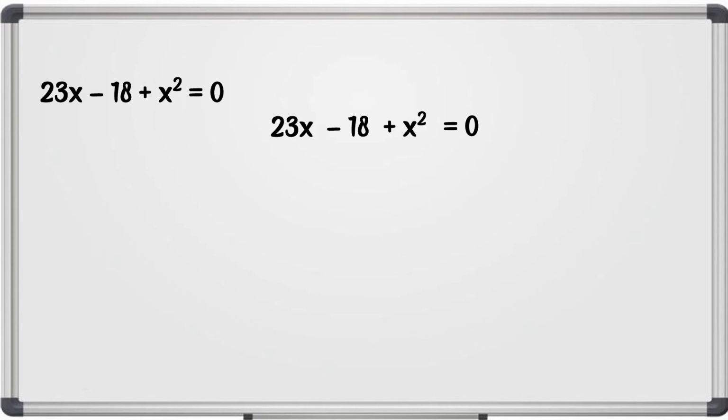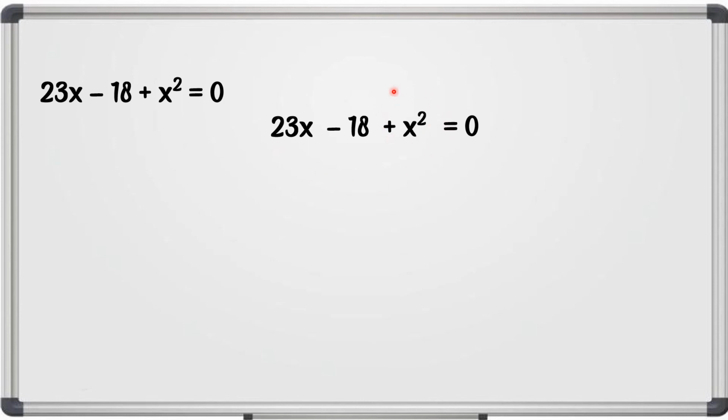Third example, 23x minus 18 plus x squared equals 0. In the given, notice that the number on the right side is 0, so you will only rearrange the terms on the left side of the equation. If you rearrange, do not change the signs. So retain the signs of the three terms.